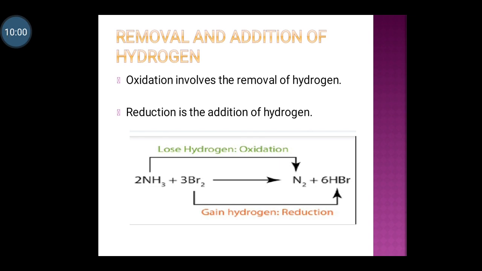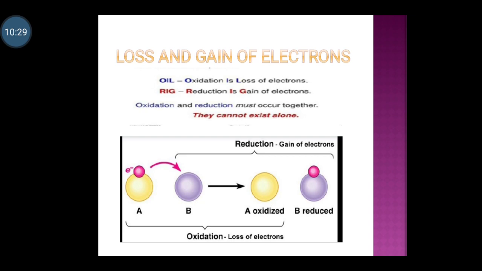Now, the ammonia lost 3 atoms of hydrogen to produce just nitrogen. That means removal of hydrogen, that is oxidation. Now, at the end of the reaction, bromine is having hydrogen attached to it. That is reduction reaction, gain of hydrogen. Alright, the third one is loss and gain of electrons.